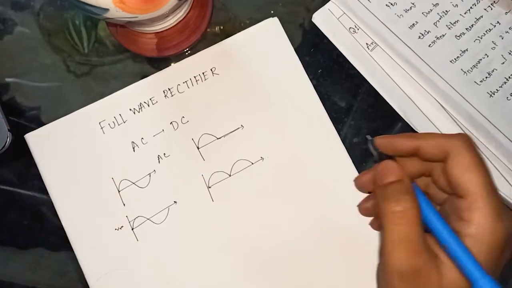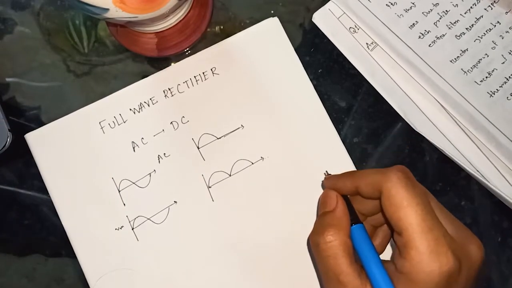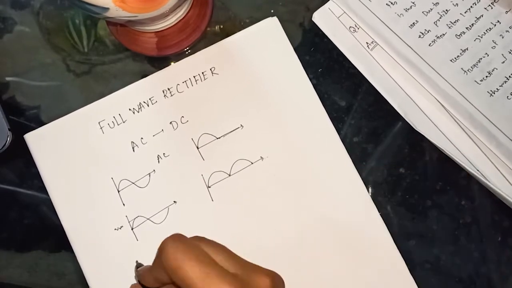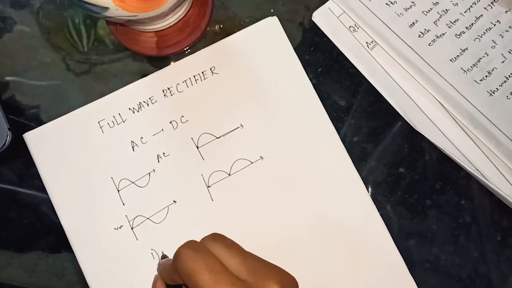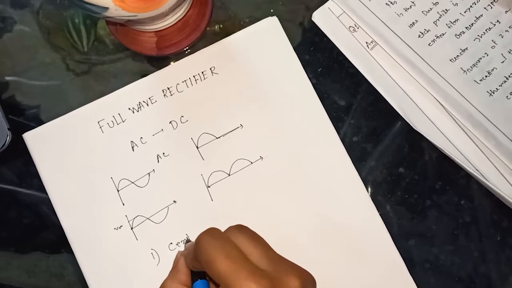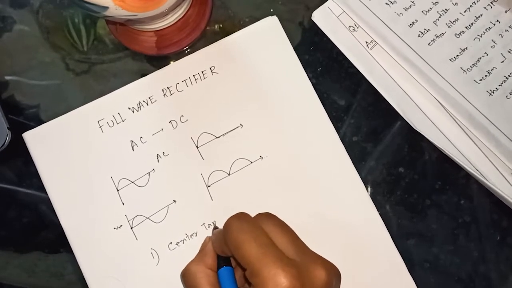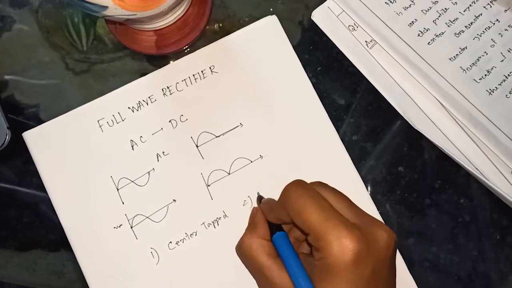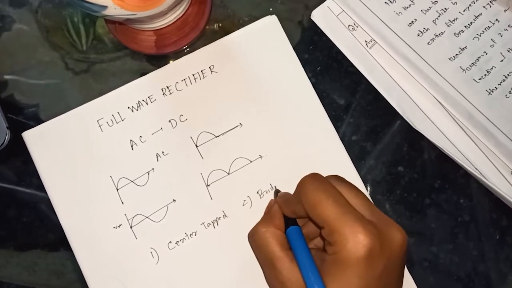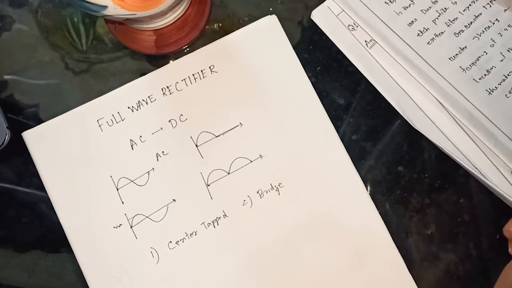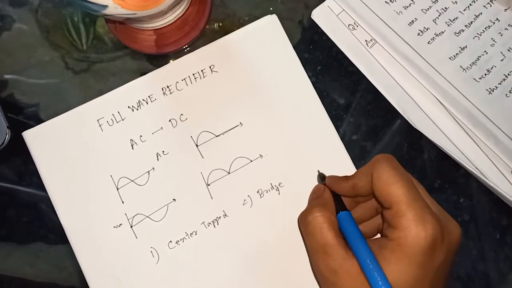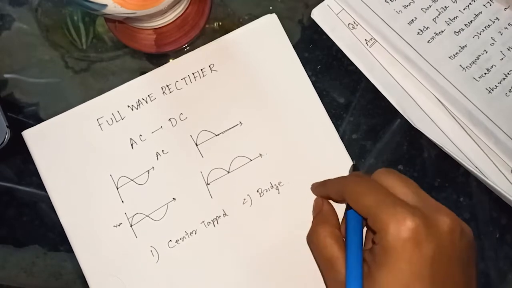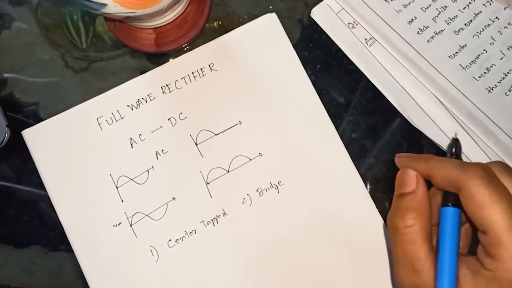Here in case of full wave rectifier, we get two types of rectifier. First one is center tap, and the other one is bridge, which uses 4 diodes. Now I'm going to explain the center tap full wave rectifier design.